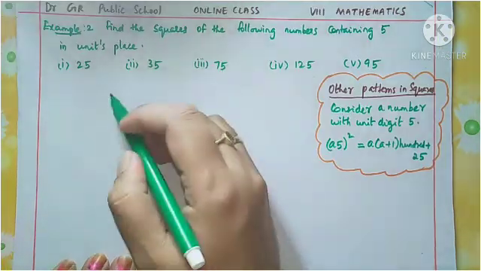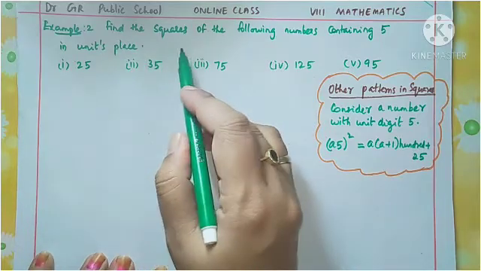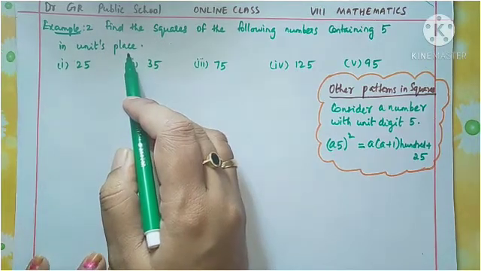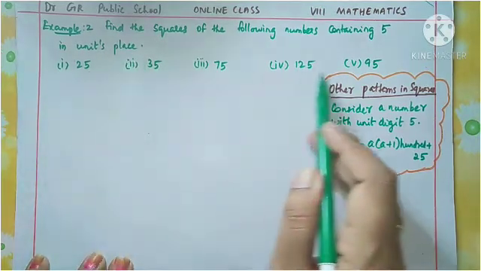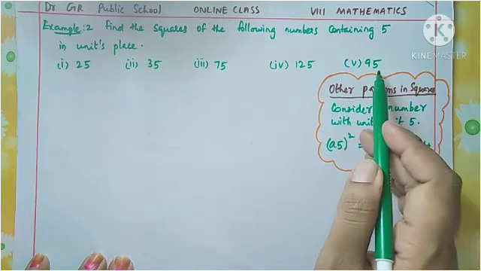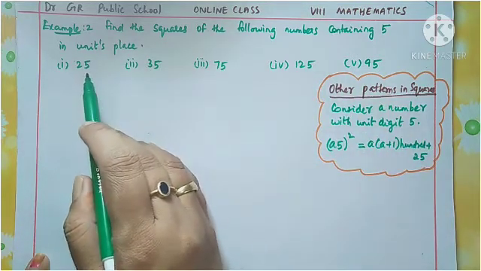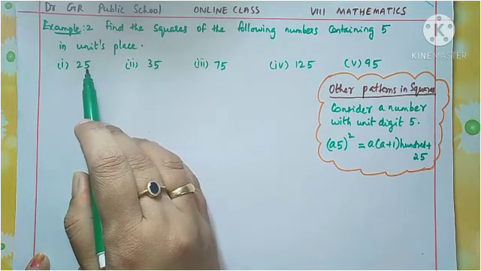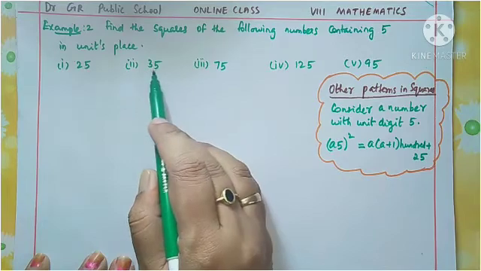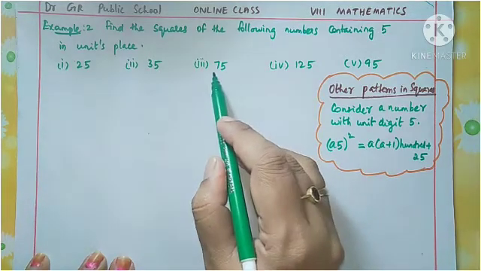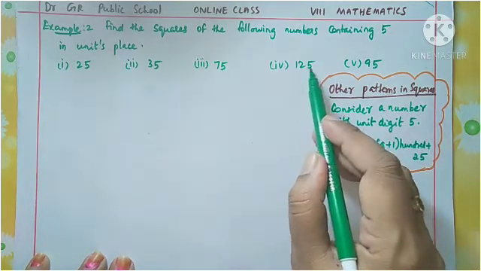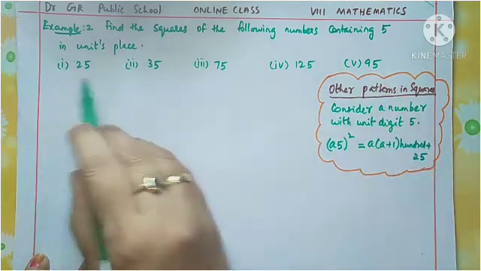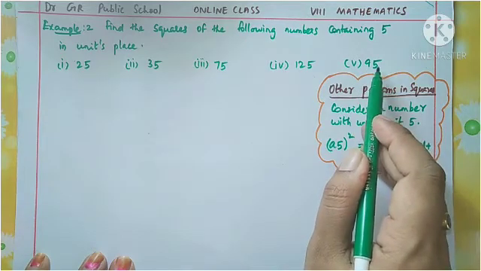Now here is the next type of problem. Find the squares of the following numbers containing 5 in units place. So here some numbers are given. In all these numbers you can find a common thing, that is the number 5 is present in the units place. 25 is having 5 in units place. 35 is having 5 in units place. 75, 5 in units place. 125, 5 in units place. 95, 5 in units place. So in all these numbers the number 5 is in units place.